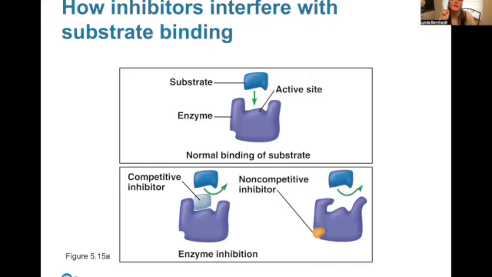So here we go. Normal binding of a substrate. We have our enzyme with its very particular shape for the substrate. So when this plops in here, this is what I call the lock, this is what I call the key. That goes in there, it causes the reaction. If it's a competitive inhibitor, something plops in its place. So now the substrate can't fit. The non-competitive plants itself in here and changes the shape of the lock. So now the key doesn't fit.